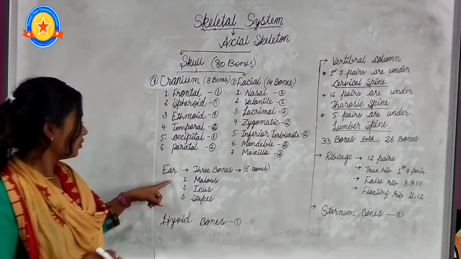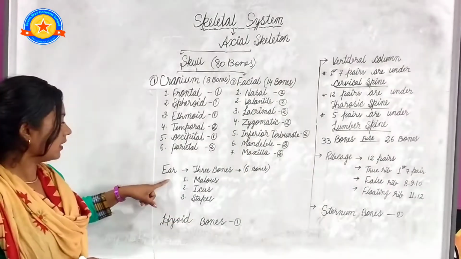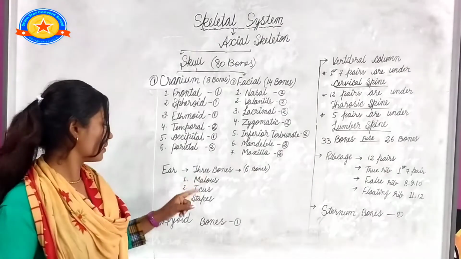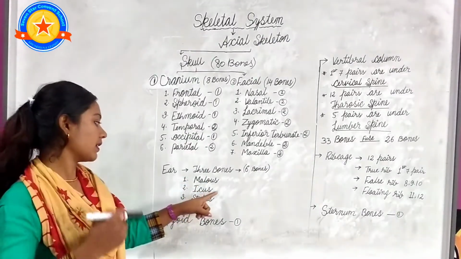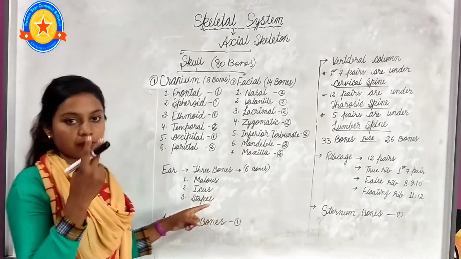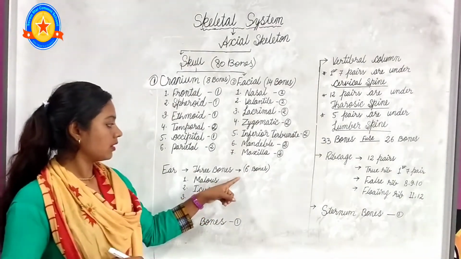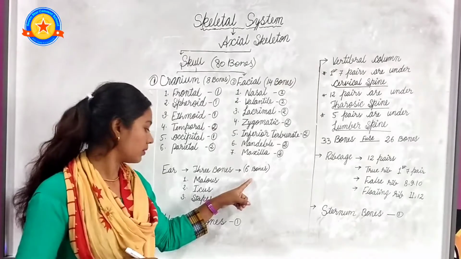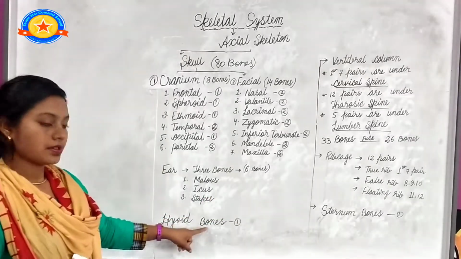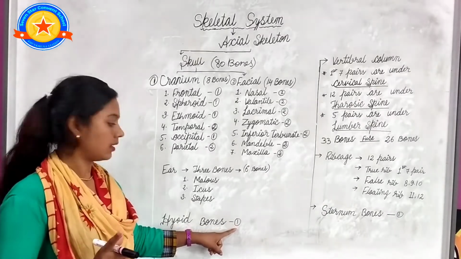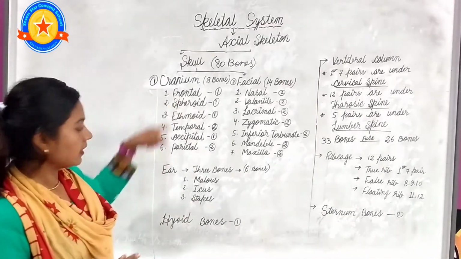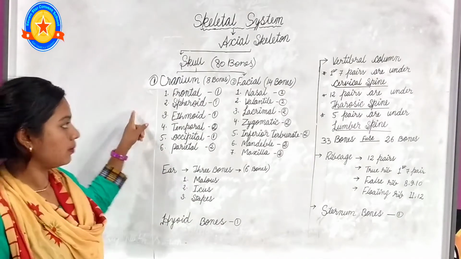And next we will go to the ear. It is in the skull only. The ear has 3 bones: malleus, incus and stapes. These malleus, incus and stapes are in both ears, so the total bones here is 6 bones. And the hyoid bone is only 1. So here the total is 29 bones.